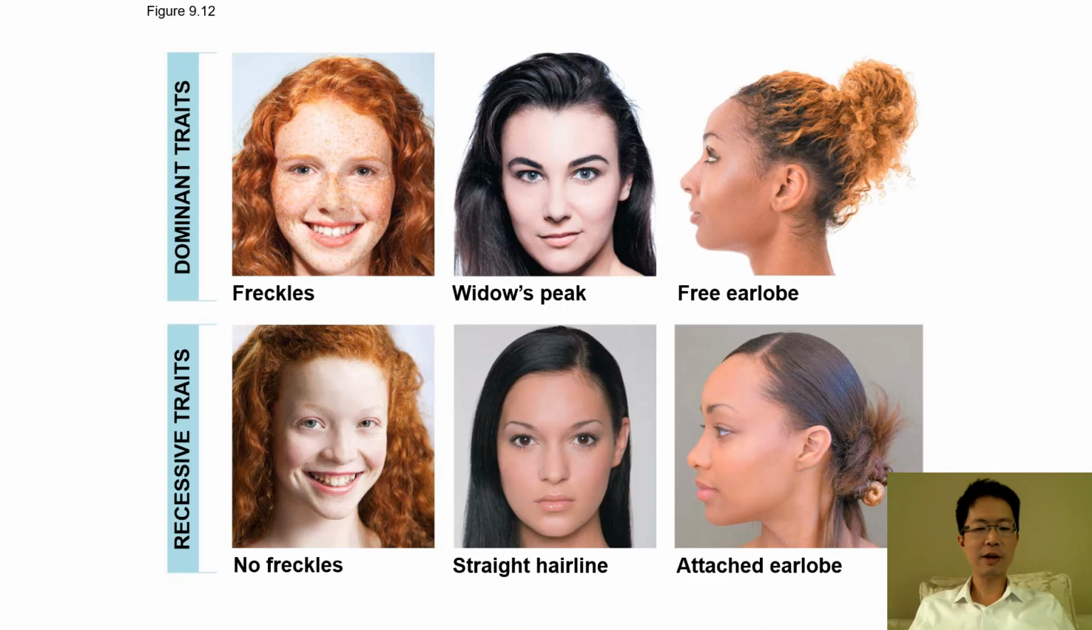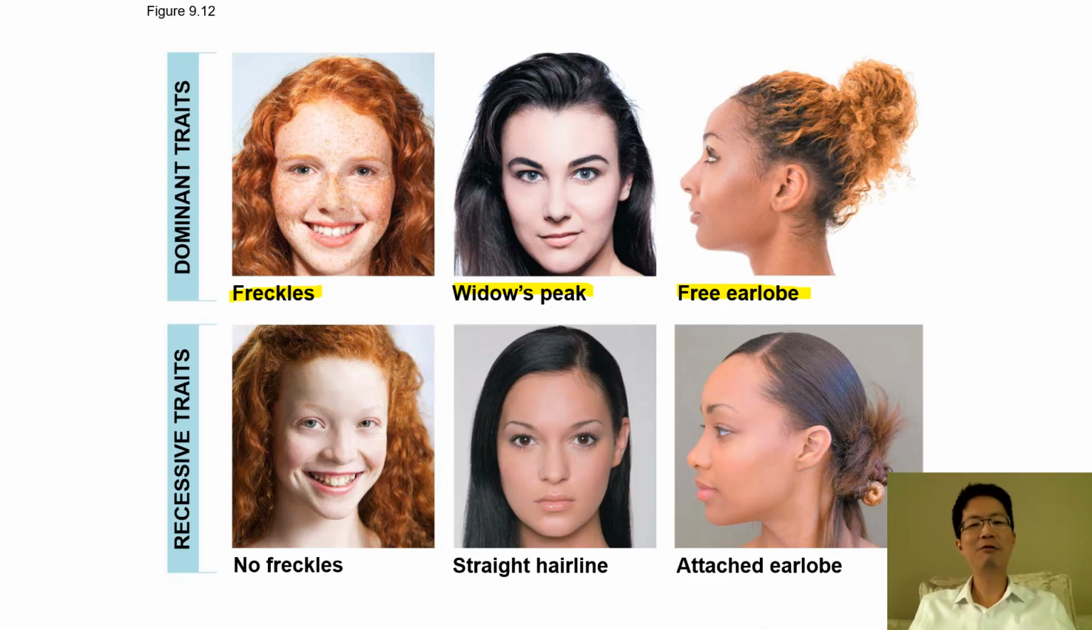So it turns out that having freckles is actually a dominant trait. Having a widow's peak is also a dominant trait. Having a free earlobe is also a dominant trait. For freckles, I do know a hypothesis, a possible explanation for that.